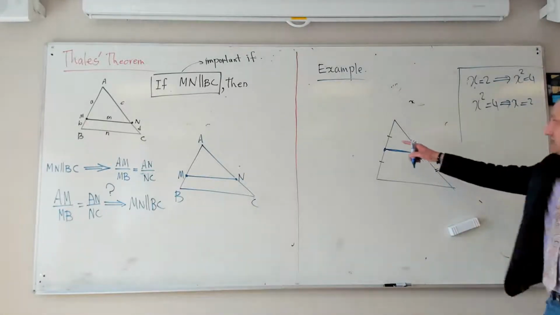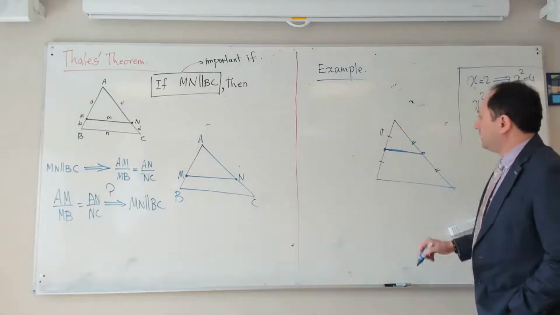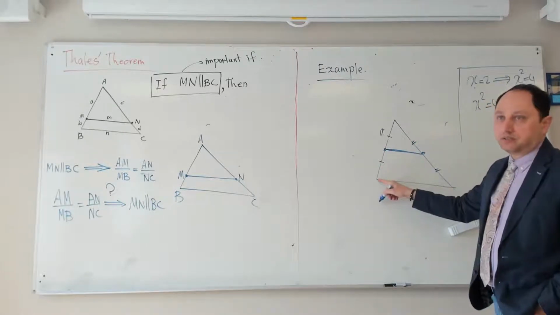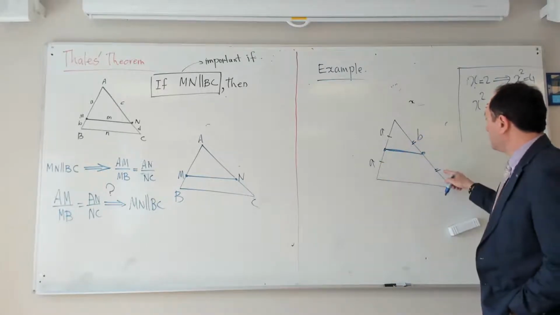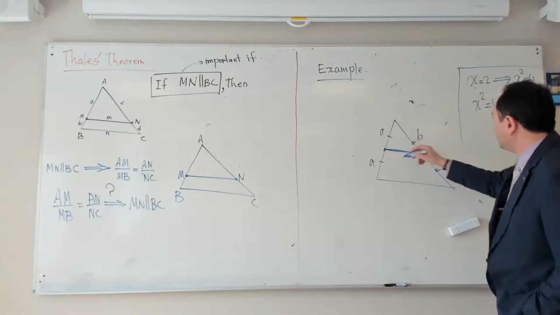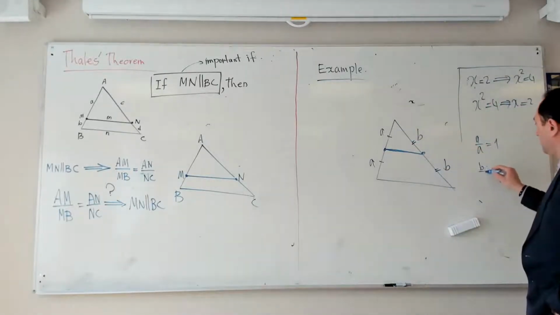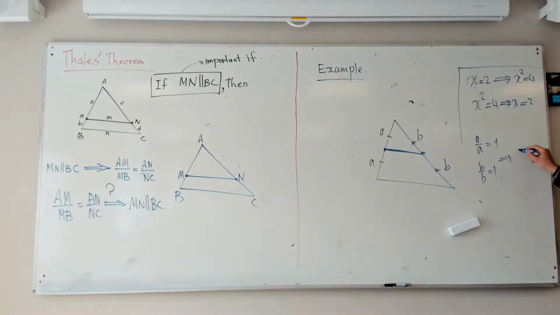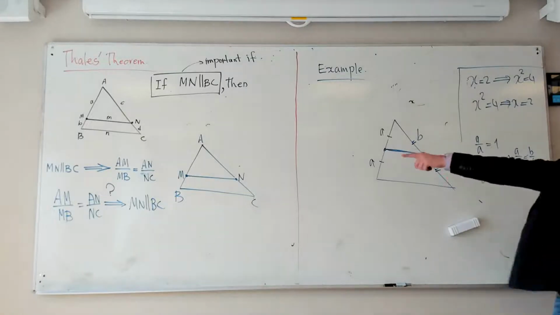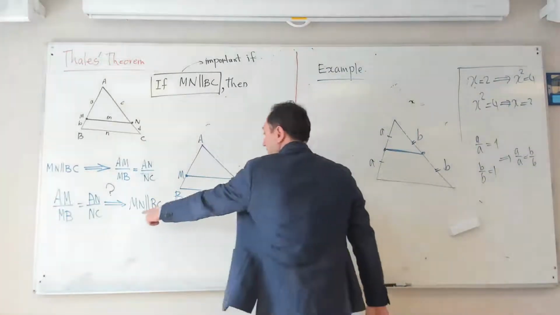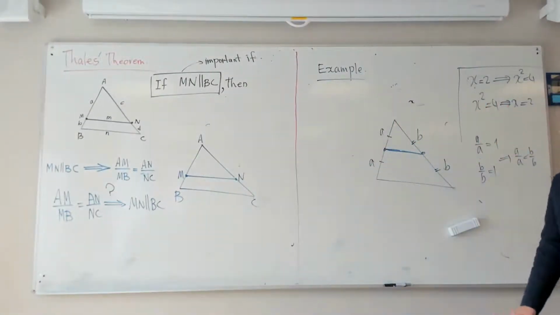Because I am saying that, let me call this A. What can I call this one then? A. If I call this B, what can I call this one? B. And now let us divide A by A. What's the answer? 1. Let us divide B by B. What's the answer? 1. So do you agree that A over A is equal to B over B? Yeah. So according to the converse, these two lines have to be parallel.